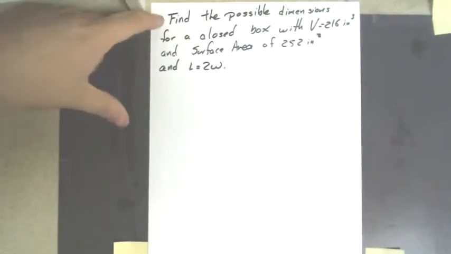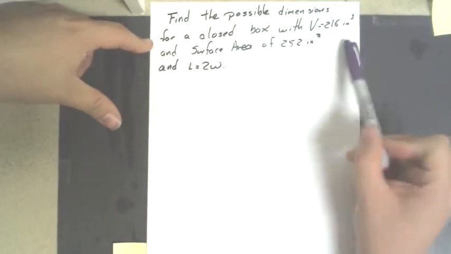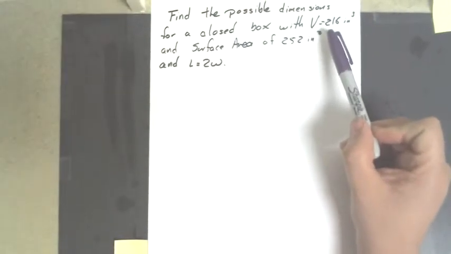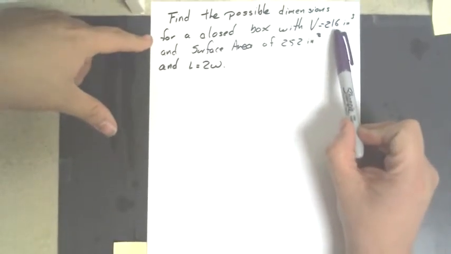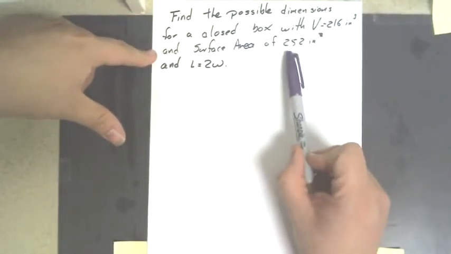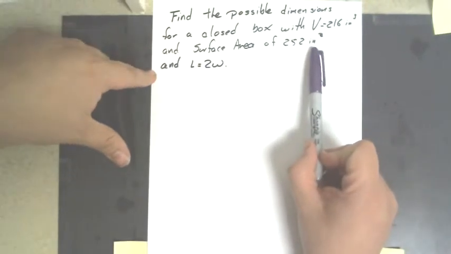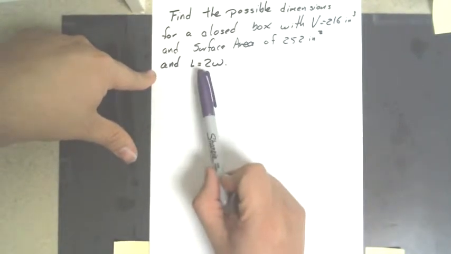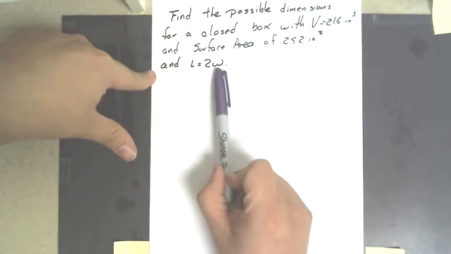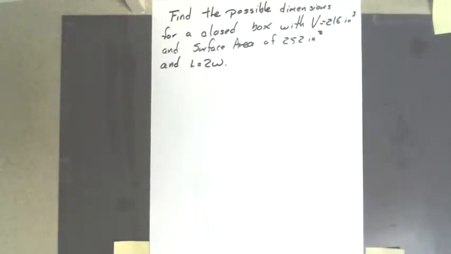So you're asked here to find the possible dimensions for a closed box, and you're told that the volume is 216 cubic inches. You're told the surface area is 252 square inches, and you're told that the length is equal to twice the width. So we have to take those three pieces of information and figure out how big this box might be.